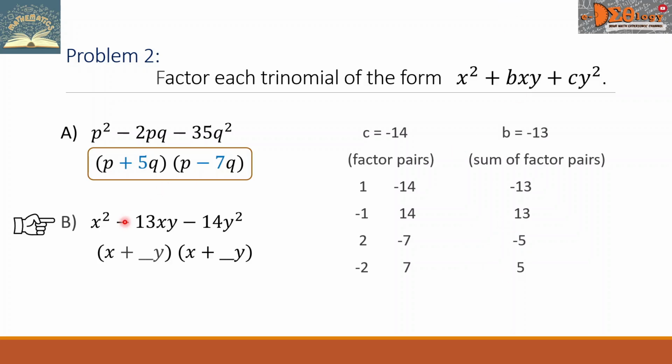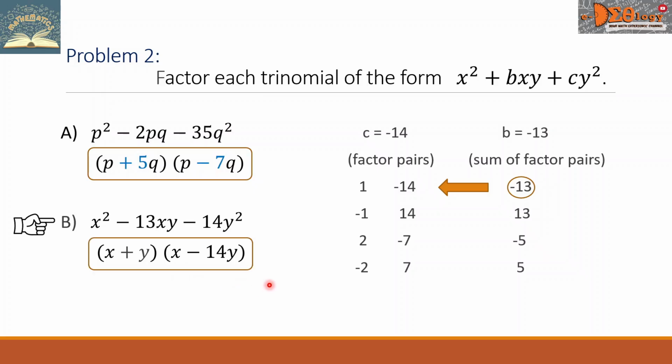Considering the b, that is the negative 13, we will look for this value on this column, and this negative 13 is coming here. That means it corresponds to the factor pair positive 1 and negative 14. These are the values that we will write on the blanks respectively. So finally we have x plus y times x minus 14y. This is the final answer.